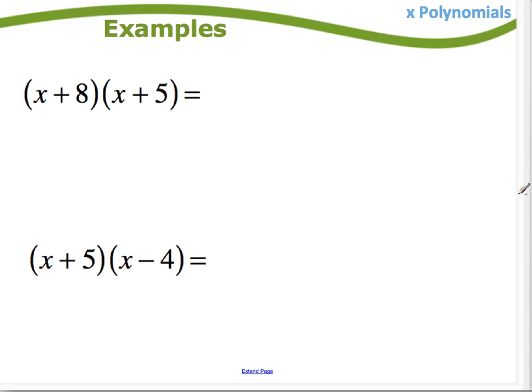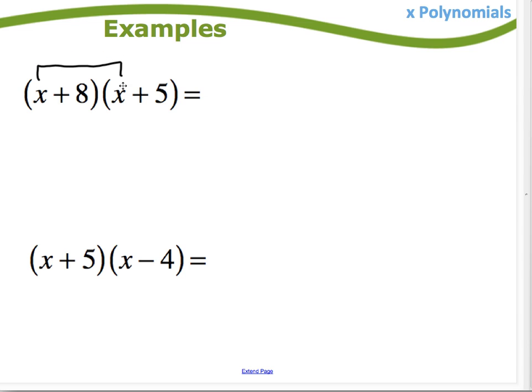Let's see if this works for you. If I have a binomial times a binomial, I just have to make sure, maybe do this in colors for you. We'll go black. I take each term in the first one and make sure I multiply it by each term in the second one. If you've heard of FOIL, that's what this is.